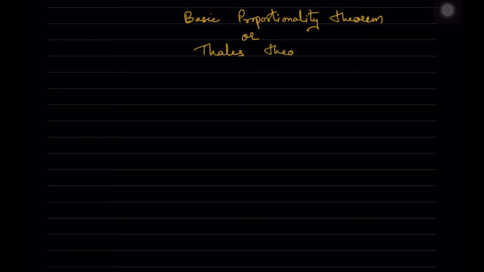Before starting the geometrical constructions chapter, we'll do the basic proportionality theorem, because I still did not put up my videos on the triangles chapter. So let's start off with the basic proportionality theorem and its proof, because we'll be using this basic proportionality theorem, or Thales theorem, in geometrical constructions.